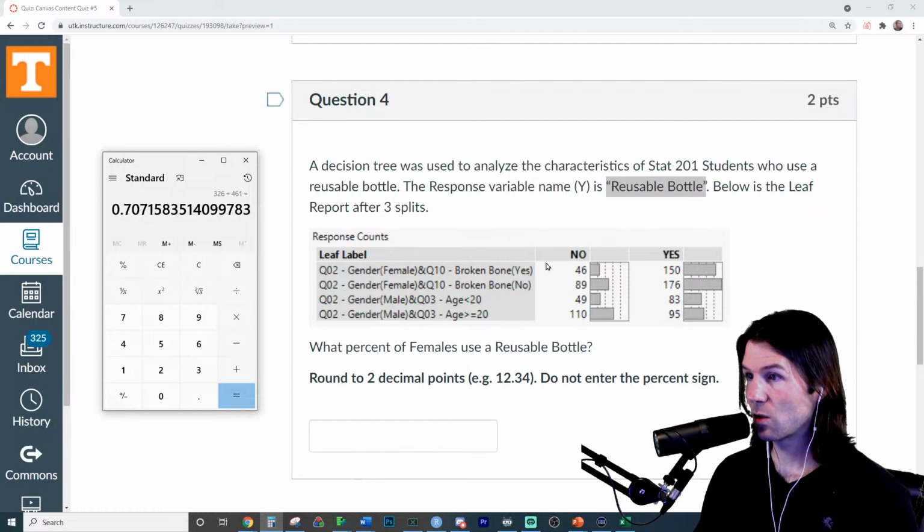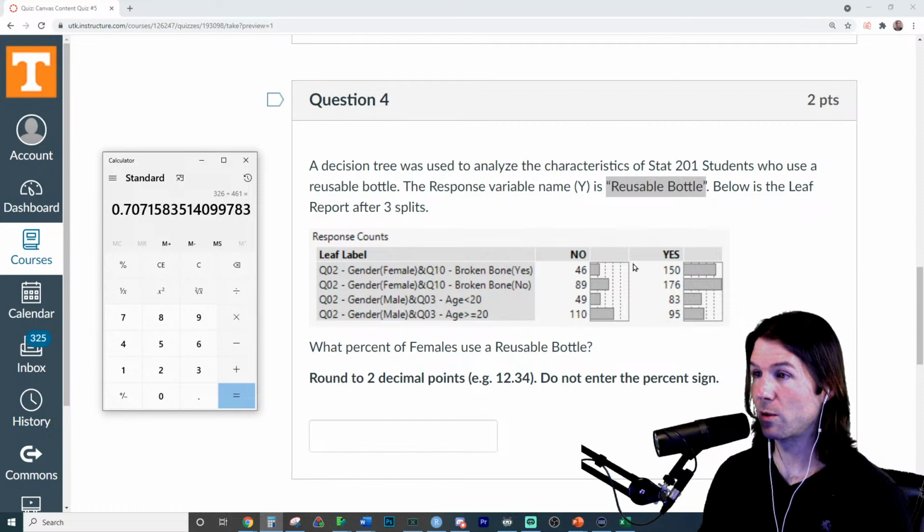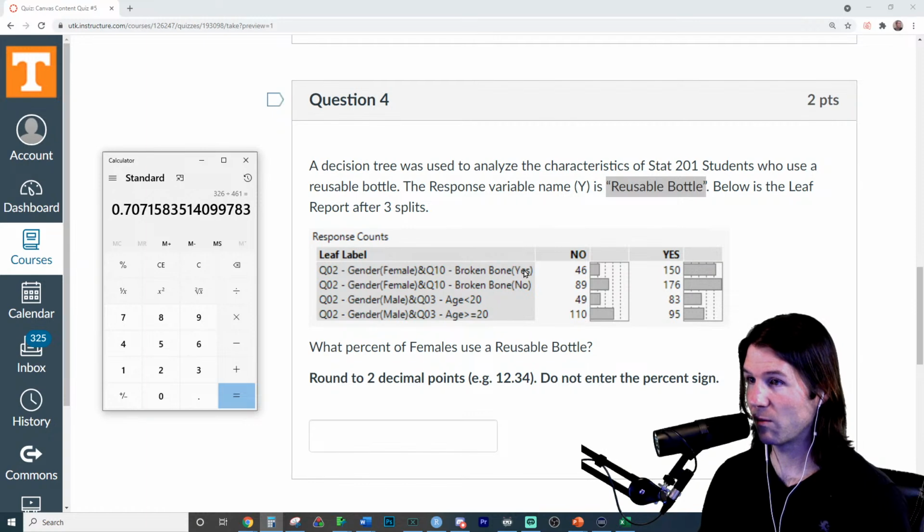Does that make sense? So we found out how many females use a reusable bottle out of the total amount of females, because everyone in these groups is female. It's just the yes, no on do they use a reusable bottle. Like these are females who do not use a reusable water bottle. They are female and they have broken a bone. These are females who use a reusable bottle. They are female and they have broken a bone.